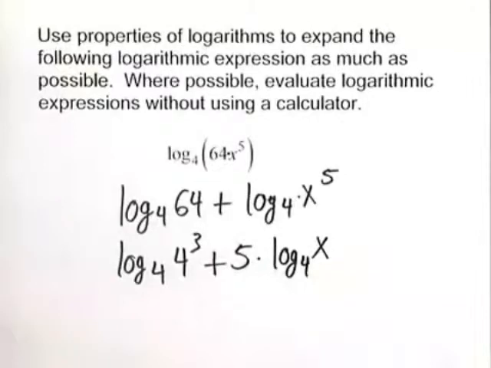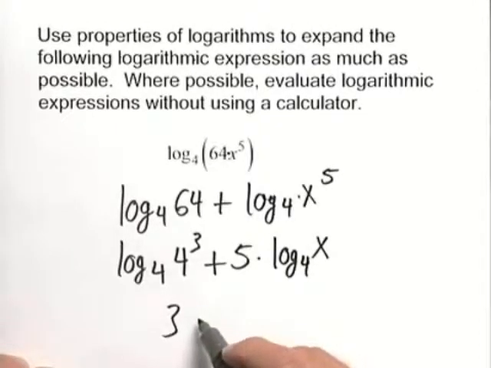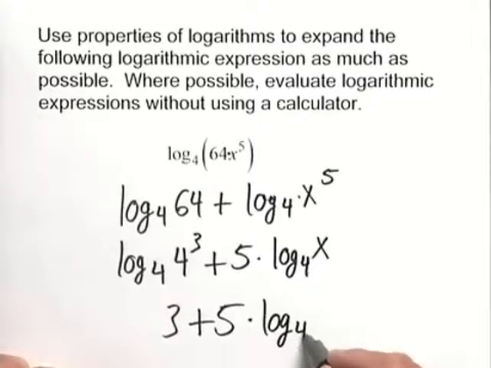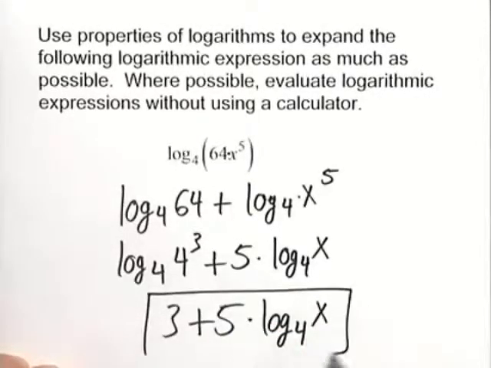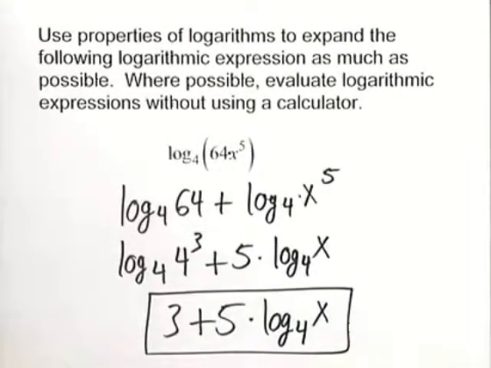The last step is to simplify. We have log base 4 of 4 to the third power. By definition of inverse functions, the 3 drops out, so we get 3 plus 5 times log base 4 of x. This simplifies our expression using logarithmic properties.